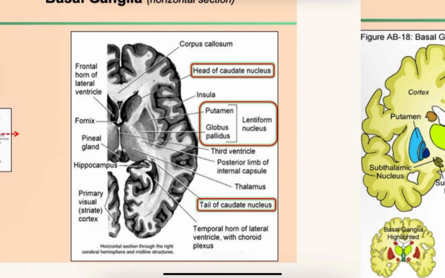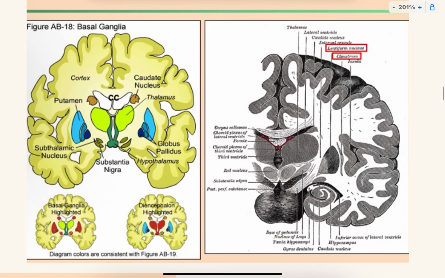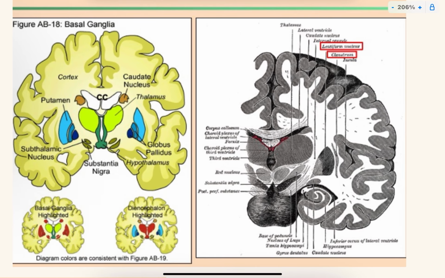What else can we see? This is the hippocampus, the pineal gland. Let's take a look at it in a coronal section on the other hand. Here we can see the lentiform nucleus. Here I can see the claustrum, which we said is gray matter. And within, the caudate nucleus will be here. This also would be the caudate nucleus, the head and the tail.